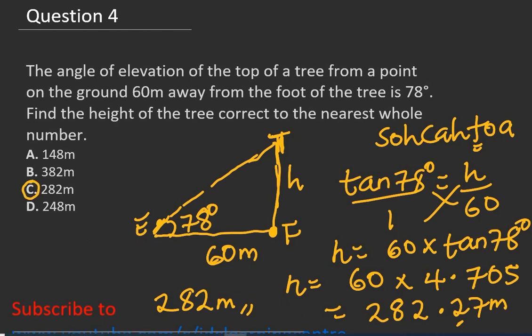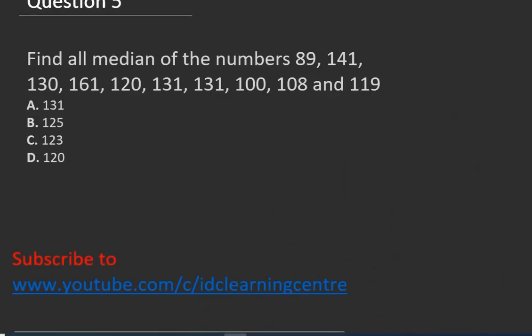Question 5. Find the median of the numbers. For the numbers we have 89, 141, 130, 161, 120, 131, 131, 100, 108, and 119. If you want to solve median, the first thing you must do is arrange all the numbers from the smallest to the biggest or from the biggest to the smallest. You must rearrange. So I'm going to rearrange this from the smallest to the biggest.